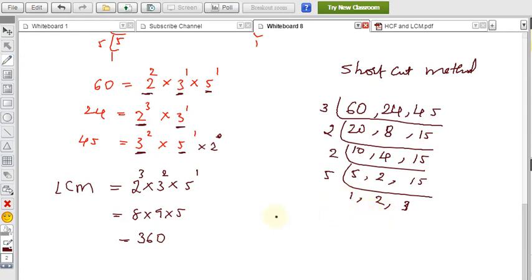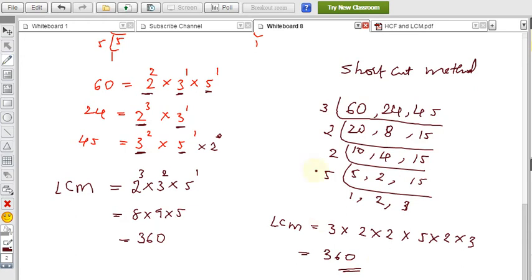Now except 2 and 3 there is no other common factor, so we can stop. Then the LCM is all these numbers multiplied: 3, 2, 2, 5, 1, 2, 3. This complete line you have to multiply, just multiplication. That is 3 into 2 into 2 into 5 into 2 into 3. 3 sixes are 6, 6 twelves are 12, 12 sixties are 60, 2 sixties are 120, 3 is 360. Yes. So we get 360 even in the shortcut method.